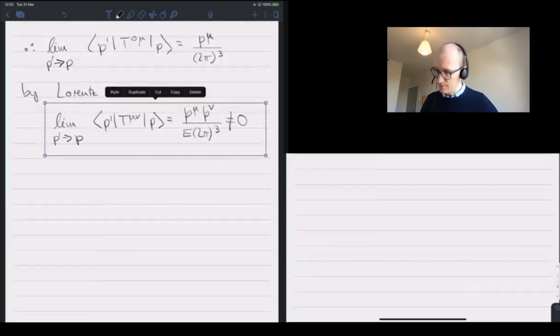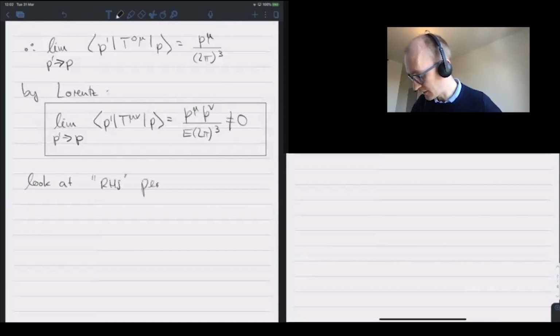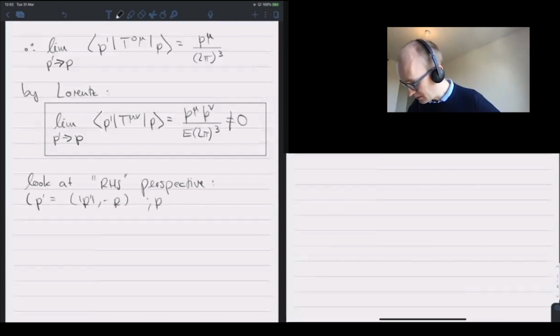So now we do the same argument in the special Lorentz frame. So let's look at the right-hand side perspective, the second one. Okay, so we do the Lorentz transformations, and we are in the special frame where p primed is equal to the vector p primed minus p, and p is equal to p prime p plus p.